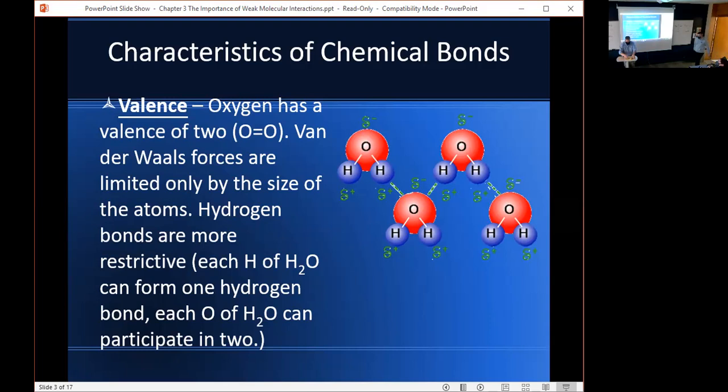All right. Hydrogen bonding, however, is more restrictive. We can only form two hydrogen bonds if we're talking about a water molecule. And also, these are directional bonds as well. The angle matters. If the proton donor and acceptors are off by about 30 degrees, then we're not going to get a hydrogen bond. So valence, if we're talking covalent bonds, depends on the atom. Oxygen has a valence of two. Hydrogen bonding in water, again, we're limited to two, and we're also limited by the directionality.